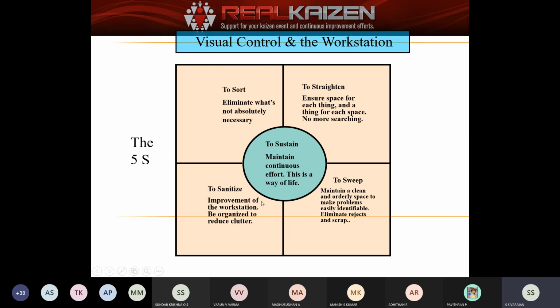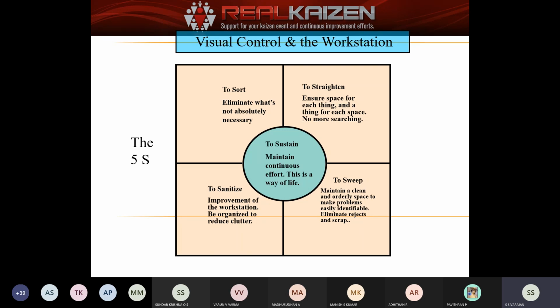Second is sweep. And the third one is sanitize. Sweep, you know very well, is cleaning. So maintain a clean and orderly space to make problems easily identifiable. Eliminate it. Many times that is a problem. Even nowadays we don't have space, so every time we have to clean everything. Unnecessary scrap is there, that has to be removed. So that is sweep.